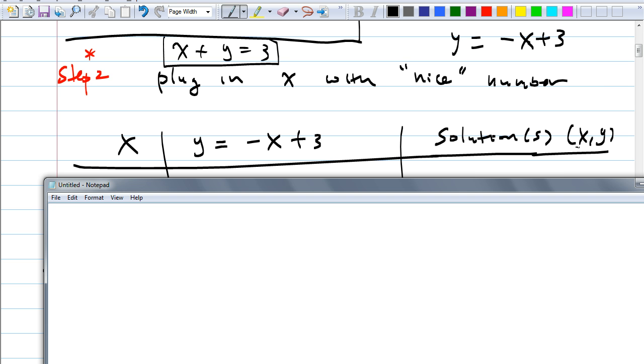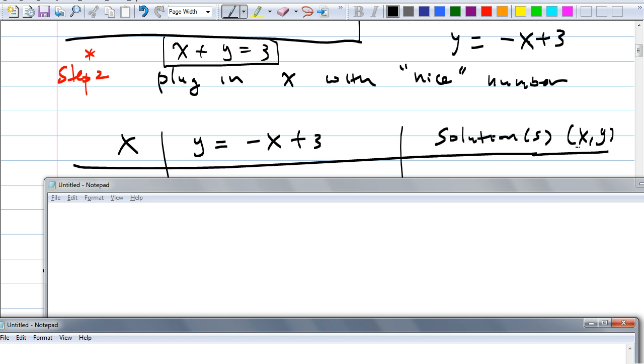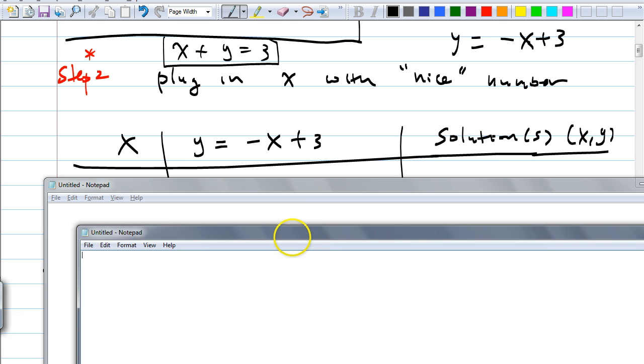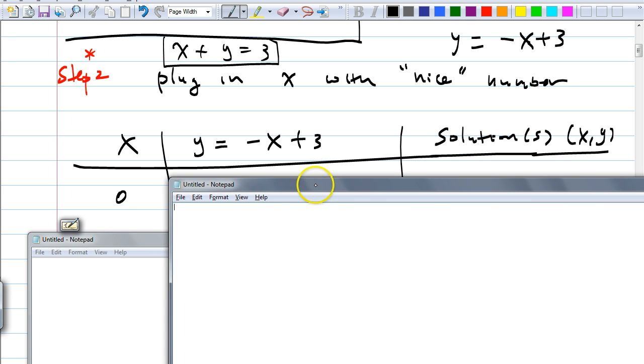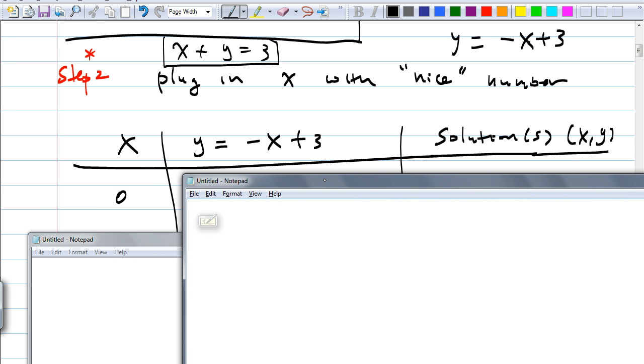Some of you said 1. Actually, 0 is a lot nicer than 1. 1 is nice, you're right, but isn't 0 the best number to plug in? So, do you have to always do this? No. Let me just show you how to do this, and then you see what to do next.